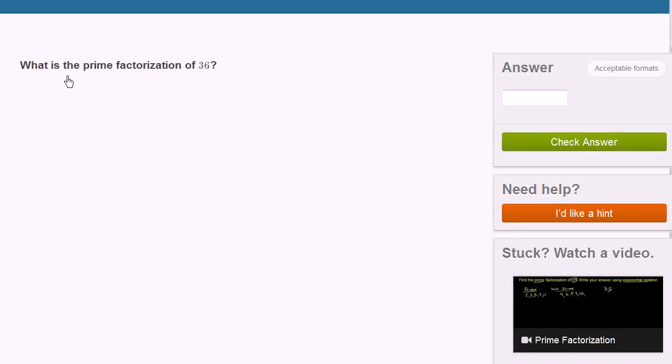We're asked, what is the prime factorization of 36? Let me get my little scratch paper out. So the prime factorization of 36. Let's start with the smallest prime number we know, and that is 2, and think about, does 2 go into 36? Well, sure it does. 36 is 2 times 18, so we can write that down.